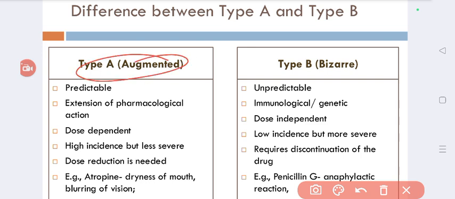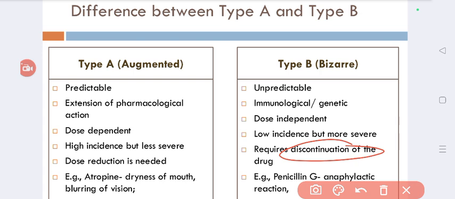In type A, incidence and frequency are high, but they are less severe. In type B, incidence is low, one in thousands or one in lakhs, but they are more severe, more dangerous, more fatal. In type A, since they are dose dependent, dose reduction is required. And in type B, they are dose independent, so in that case we have to discontinue the drug.